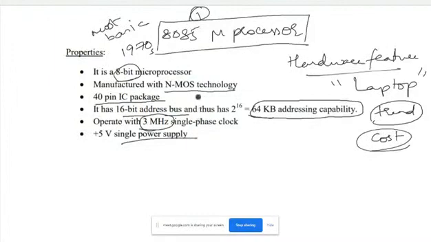So when you know what is microprocessor, what is its functionalities, then you can definitely understand these properties. Only when you know what for you are using your microprocessor and its capabilities, then you can easily correlate it with your features.